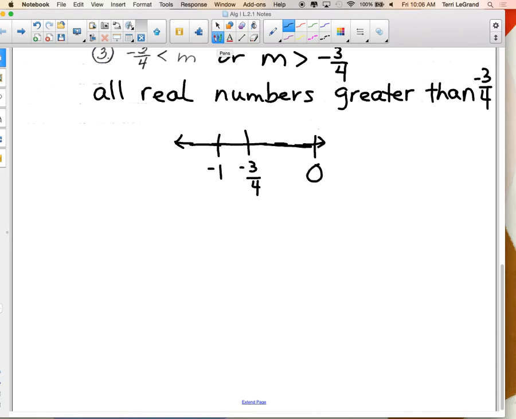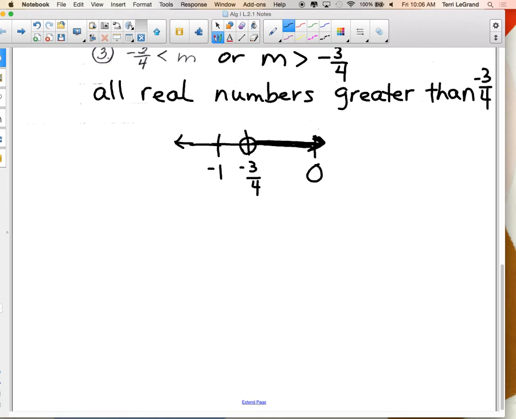So show me good number line sense. If you don't show me good number line sense, I'm going to have to count this wrong. Is -3/4 included? No, so what do we do? Just a circle. Open circle. Which way are we going to shade? To the right. We're going to go towards 0.